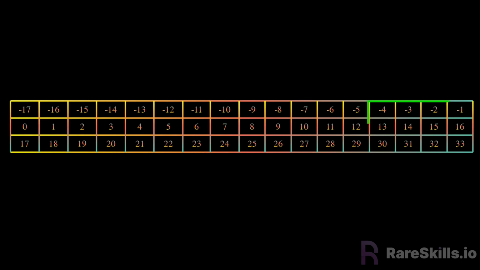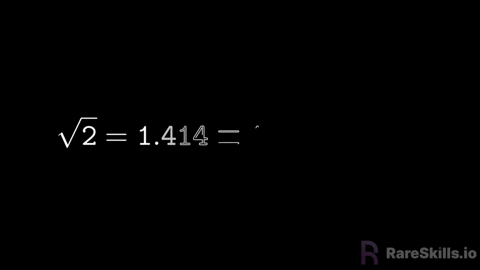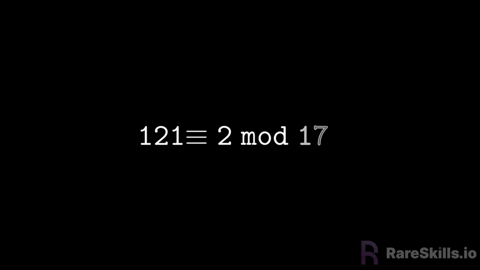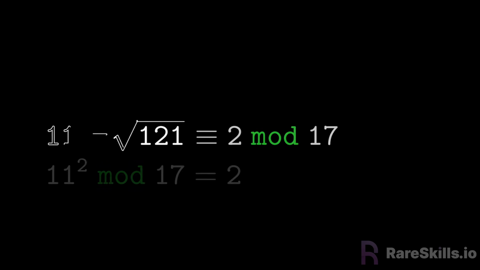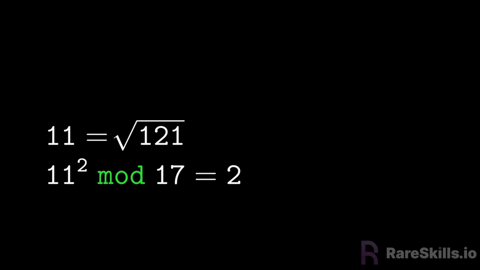But it gets even more interesting. It turns out that 2 has a square root in the finite field modulo 17. That doesn't mean that the square root of 2, which is 1.414, is congruent to 11. Rather, the interpretation is that 11 times 11 is equal to 121, and 121 modulo 17 is congruent to 2. So saying 2 has a square root in our finite field is more like saying 121 is congruent to 2, and 11 is the square root of 121.